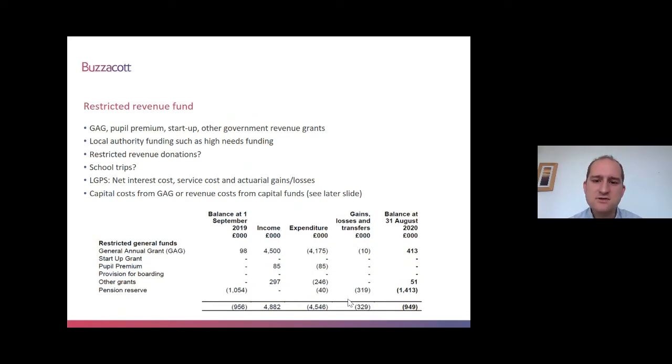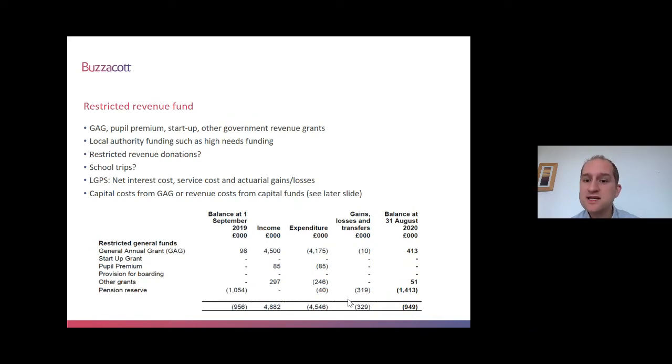What this is trying to do is reconcile the opening balance to the closing balance. So we've got the balance brought forward at September 19, and then the income for the year, the expenditure against it, and one column capturing gains, losses and transfers. Gains and losses means your gains and losses on your defined benefit pension scheme, your local government pension scheme. And the transfers is any transfers between funds. Your transfers between funds will always add up to zero across the various funds, and the gains and losses will just be a separate item.